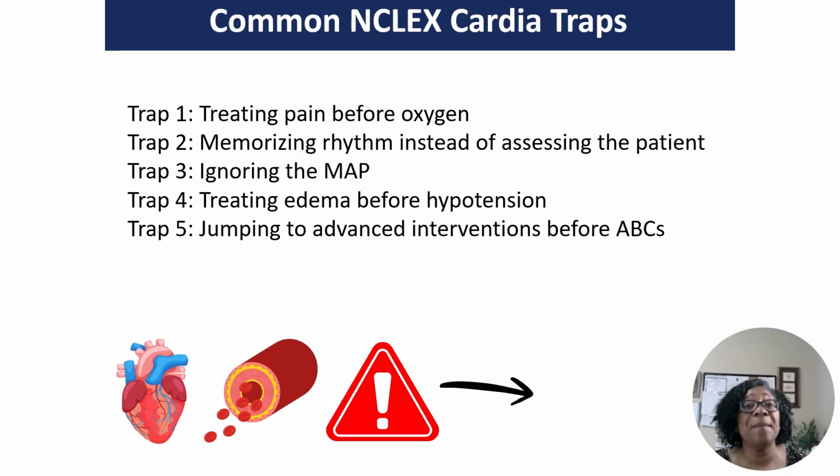Okay. Ignoring the MAP. Sometimes students miss if the MAP is less than 65, because if it's less than 65, you know that there is a perfusion problem. Sometimes students just skip right on over that. Treating edema before hypotension. The patient is already hypotensive. If you give them some diuretics for that edema, you're going to lower the blood pressure even more. So watch out for those. And jumping to advanced interventions before looking at airway, breathing, and circulation.